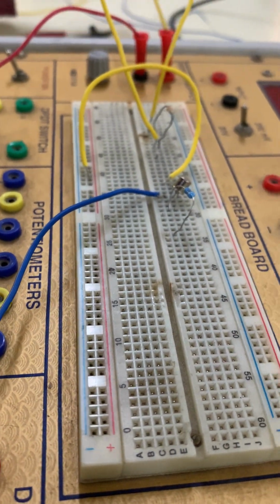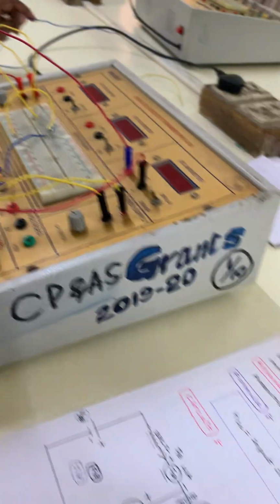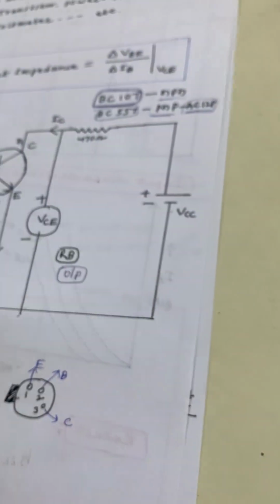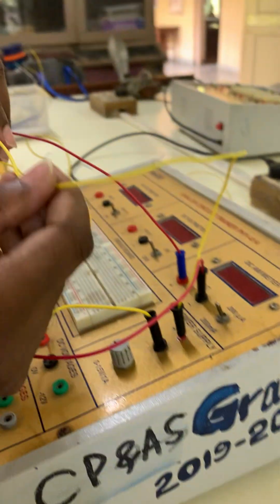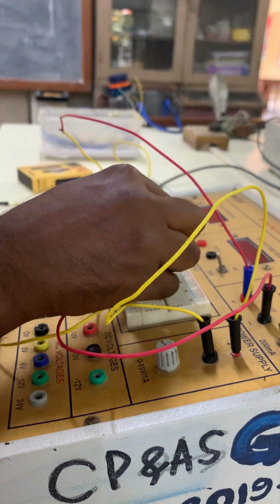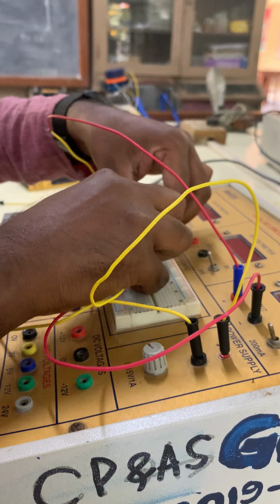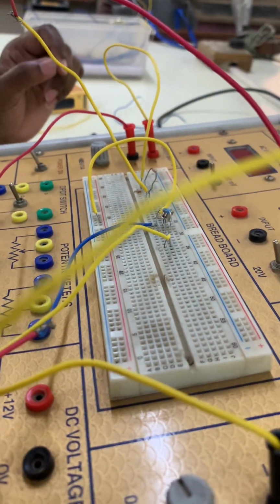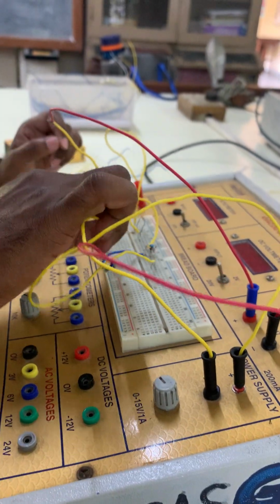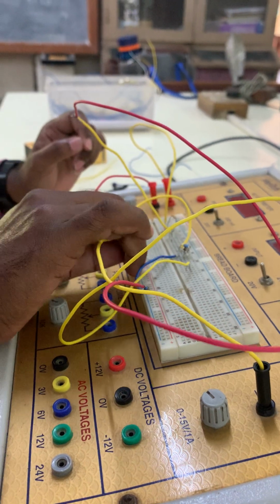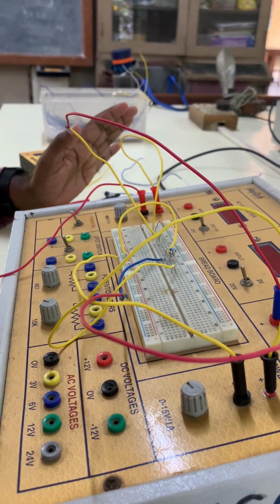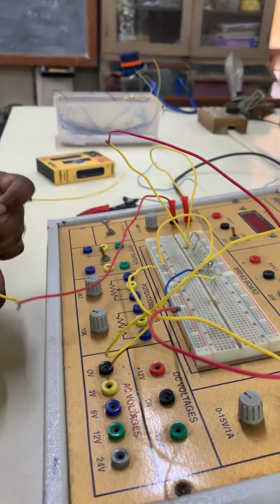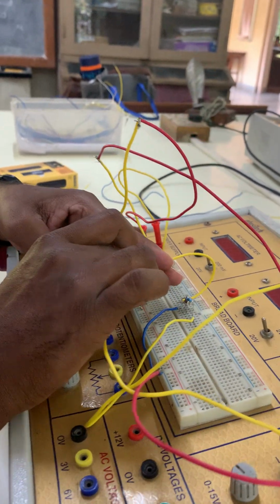The other end of the 470 ohms resistor you have to give to the power supply positive. Where do we have to give? Power supply positive. Clear? Power supply positive I am giving. Now the power supply negative is connected to the ground. Clear? So this power supply also you have to connect to the ground.